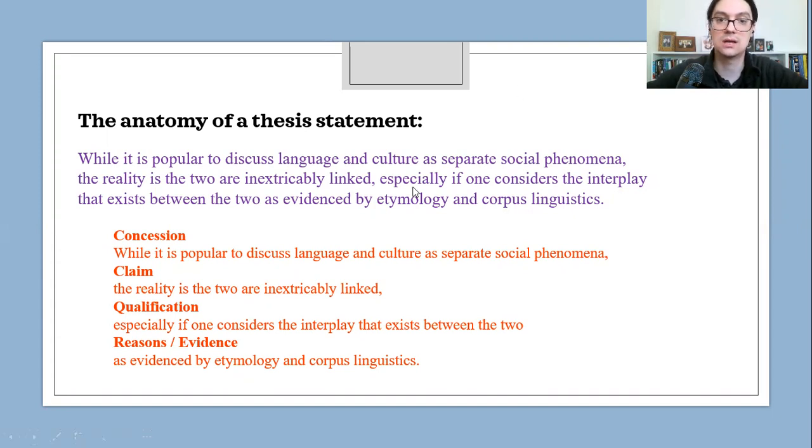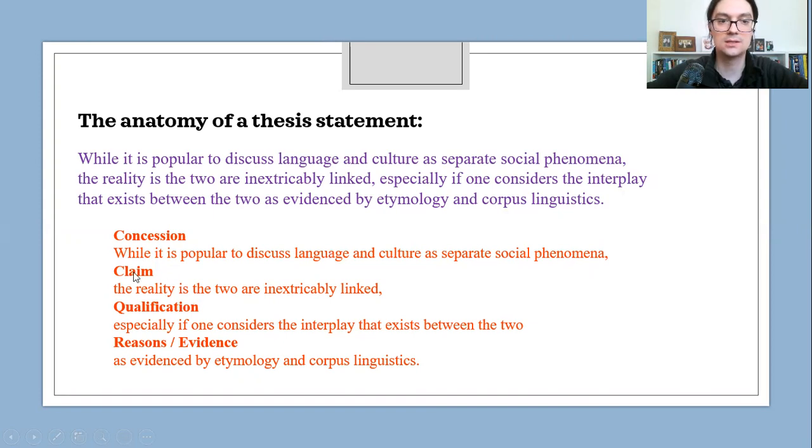Etymology is the history of words, and corpus linguistics is when linguists amass sometimes millions of texts, and then they analyze patterns with different words or phrases. And so these are the two pieces of evidence being offered. Here's the concession. This concession admits that these are treated as separate.